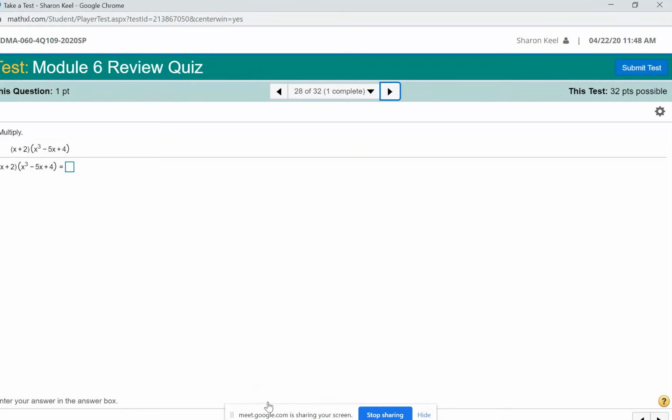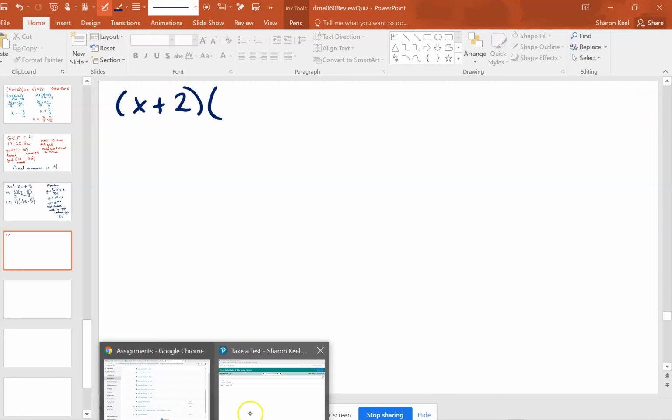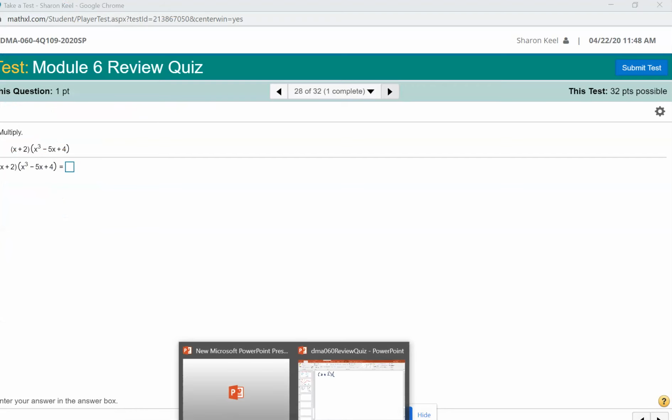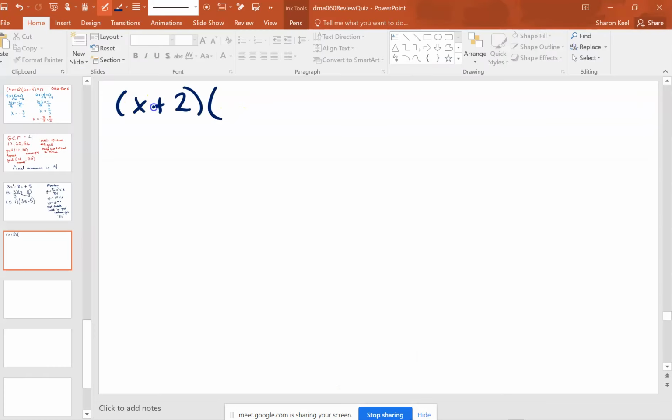Multiply. Okay, let's start with x plus 2, and then we have x cubed minus 5x plus 4. And we're just to multiply. So we have 2 terms times this trinomial. I like to do it this way.